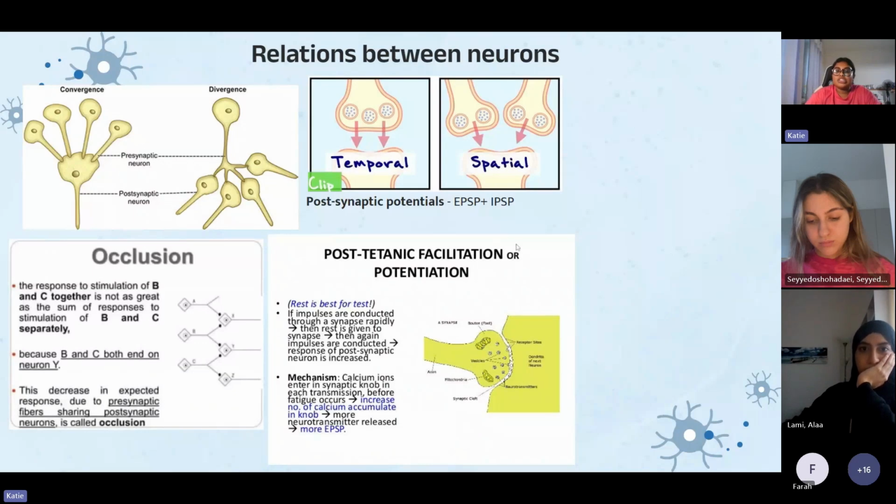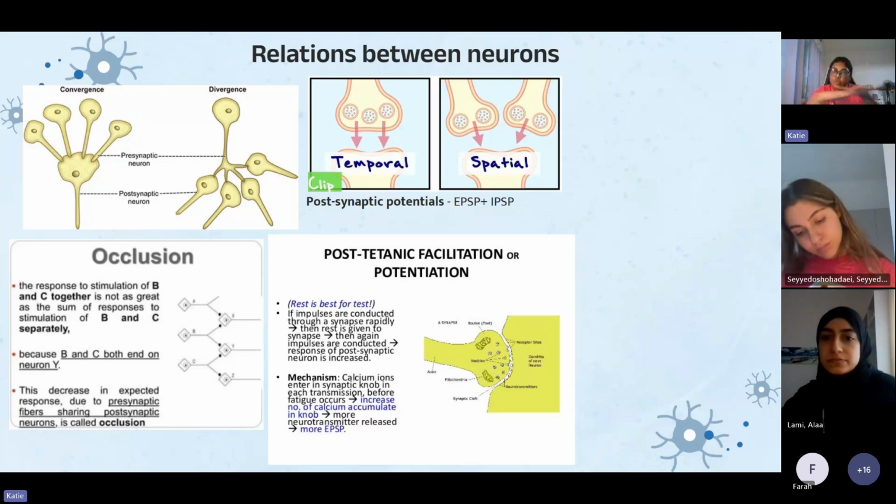Post-tetanic potentiation is when there is increased facilitation of stimuli. It just keeps building up. He talked about the absolute refractory period and the relative refractory period. In the absolute refractory period, there's no excitation that can take place. But in the relative refractory period, there is excitation taking place.